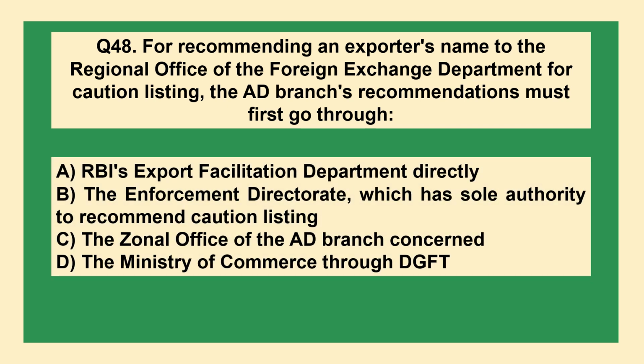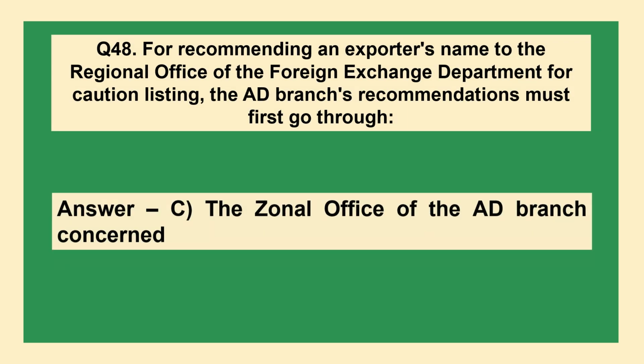For recommending an exporter's name to the regional office of the Foreign Exchange Department for caution listing, the AD branch's recommendations must first go through A. RBI's Export Facilitation Department directly. B. The Enforcement Directorate, which has sole authority to recommend caution listing. C. The Zonal Office of the AD branch concerned. D. The Ministry of Commerce through DGFT. The answer is option C. The Zonal Office of the AD branch concerned.